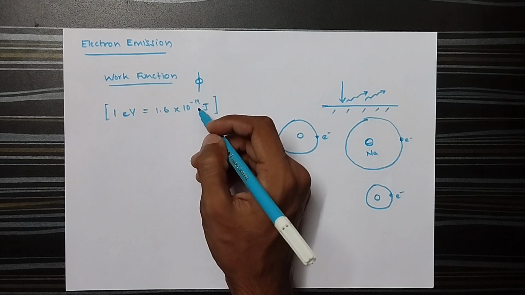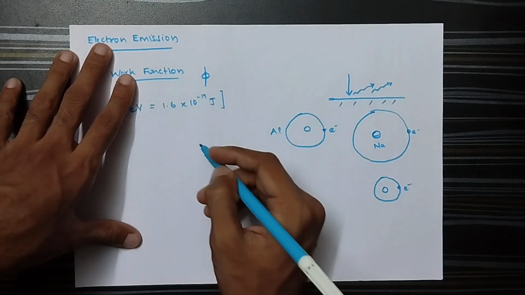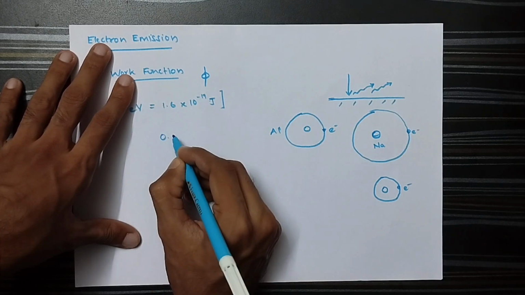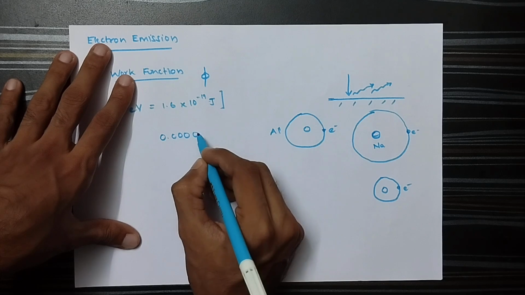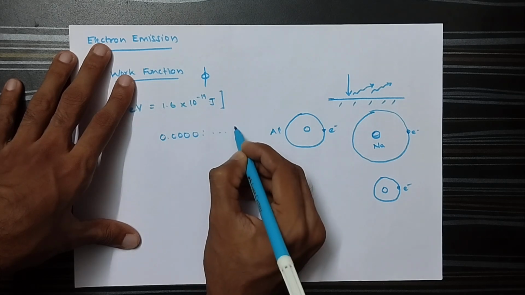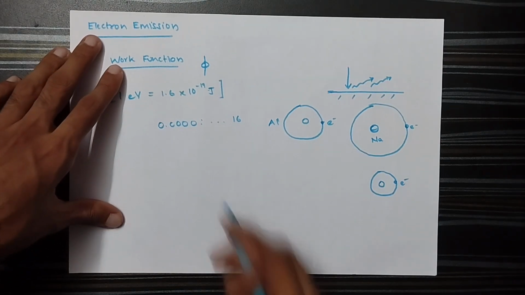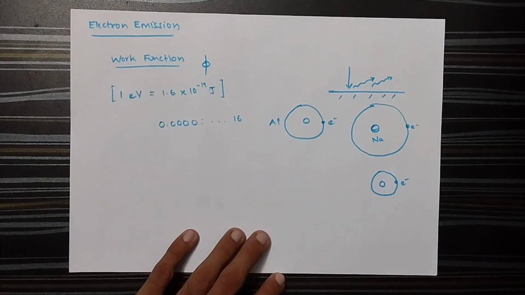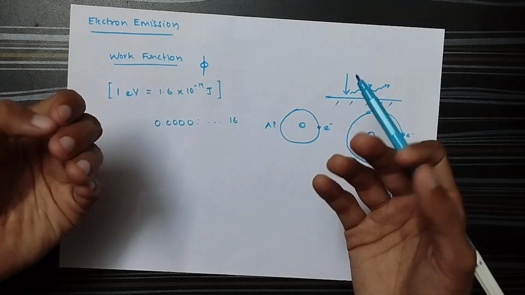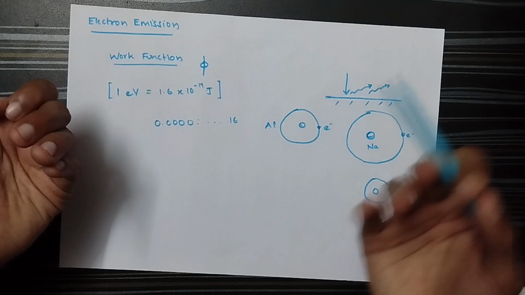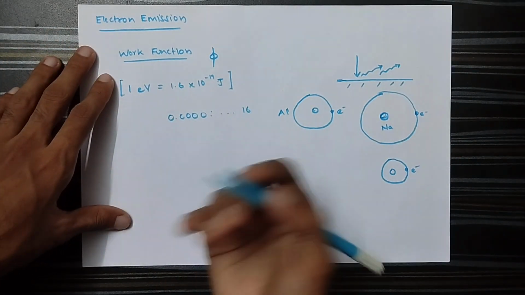By saying this 10 raised to minus 19 joules, we can see how small an eV is. 10 raised to minus 19 means there will be 0.0000 followed by zeros, 18 zeros, 17 zeros before 16 comes. So that's how small an eV is when we are comparing to joule. So in the case of atoms, it's convenient to use eV because they are also very small. So we supply the energy in eV, electron volts, and that will help us get some whole number units.